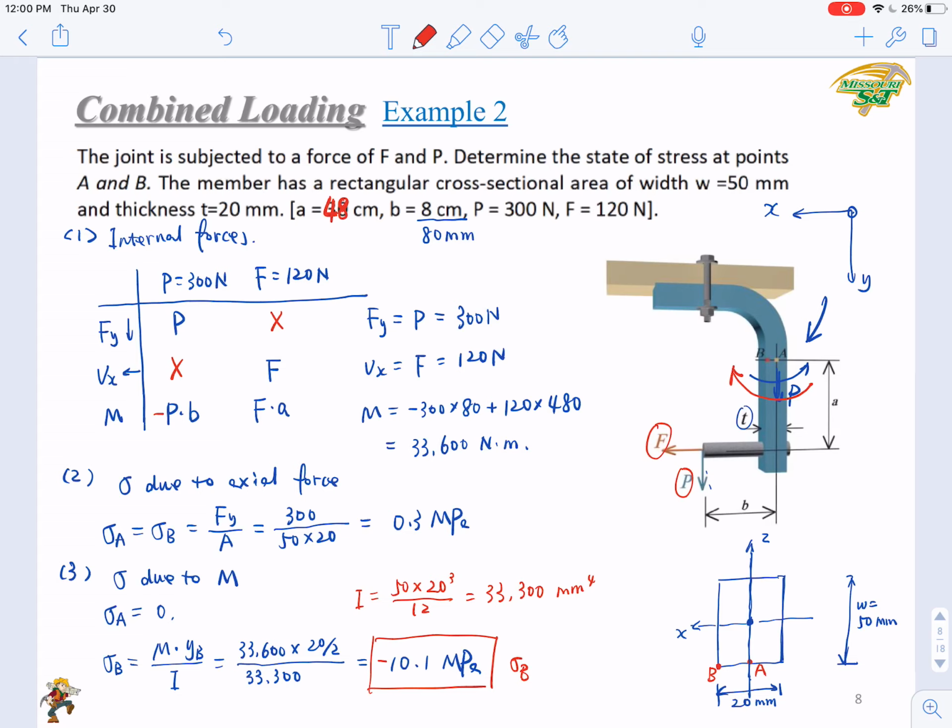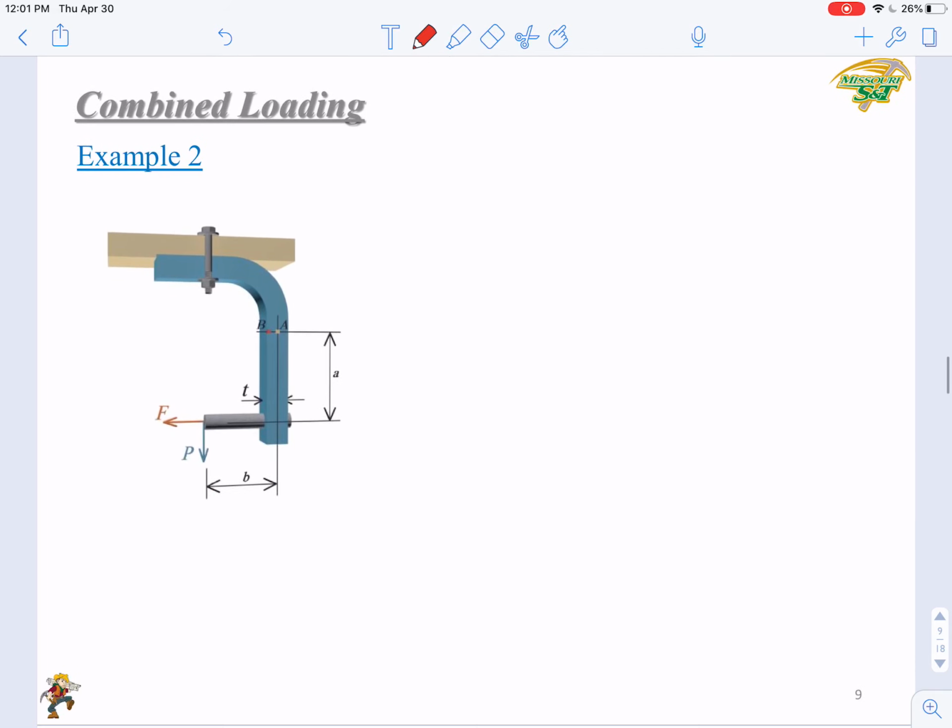We're done with the analysis of normal stresses. This normal stress can be due to the axial force or the bending moment, but there's nothing else. The shear force will not make any normal stress. So we're done with the normal stress analysis. What will be the result of the V_x? Will it generate shear stress? Of course, it will generate shear stress, so we need to analyze the shear stress. This is step 4, shear stress.